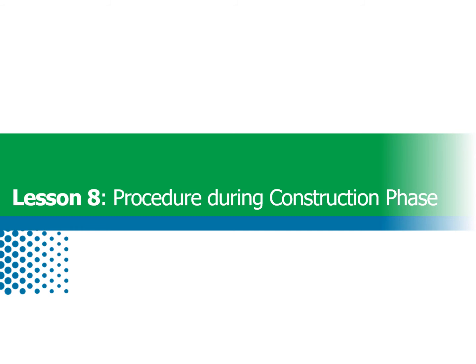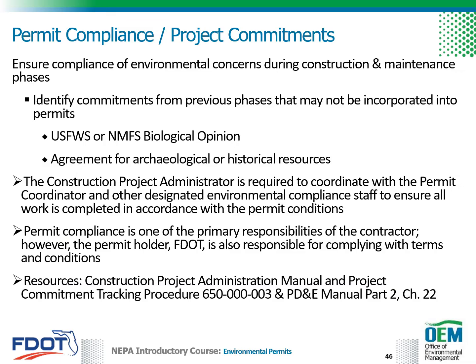In Lesson 8, guidance is provided for post-permit issuance responsibilities, as well as procedures for complying with permit conditions, implementing mitigation and monitoring activities, seeking permit extensions and/or modifications, tracking permits, and enforcement. All permit conditions and project commitments must be tracked during construction to ensure compliance with the environmental permits. FDOT is responsible for compliance of environmental concerns during the construction and maintenance phases. This includes identifying other commitments developed in previous phases of the project that may not be incorporated in the permits.